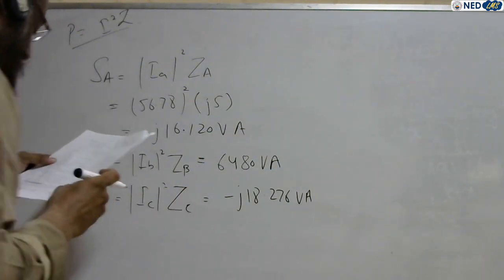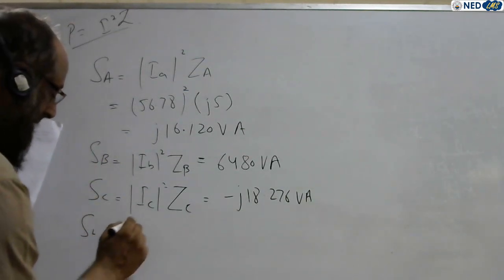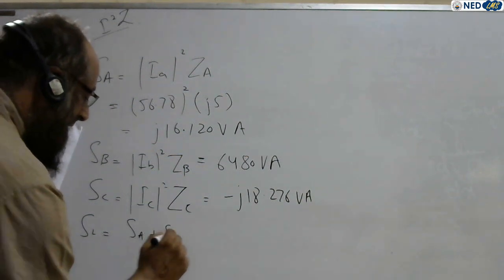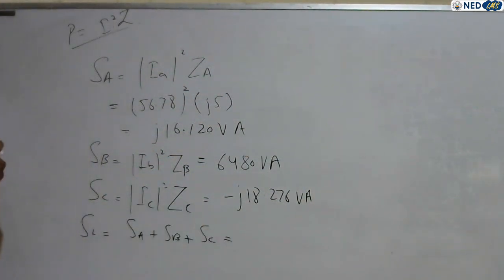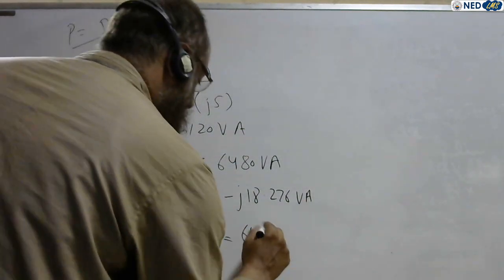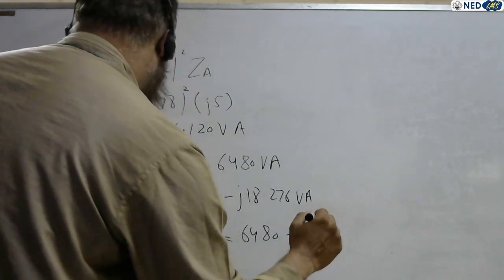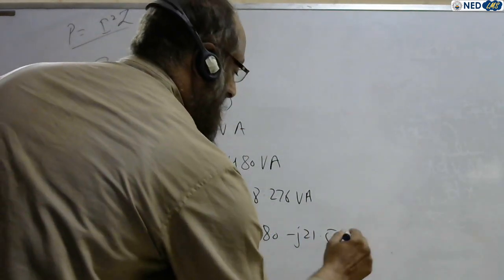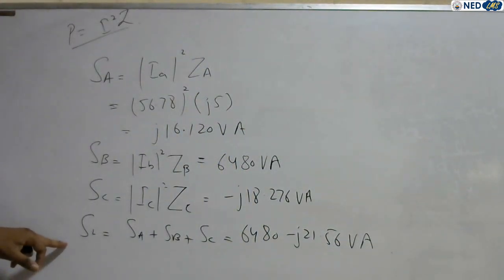The total complex power absorbed by the load is what? The total complex power absorbed by the load is nothing but the sum of all. When you sum up all the power, you will get 6480 minus J21.56 volt ampere. Remember, apparent power is measured in volt amperes.